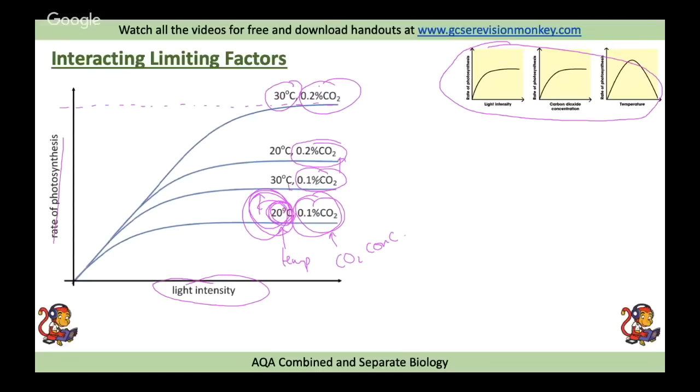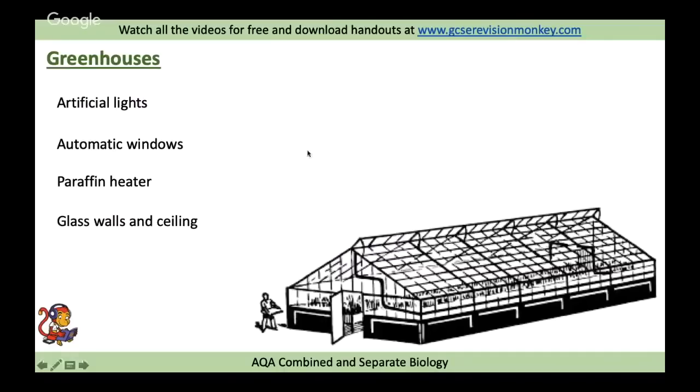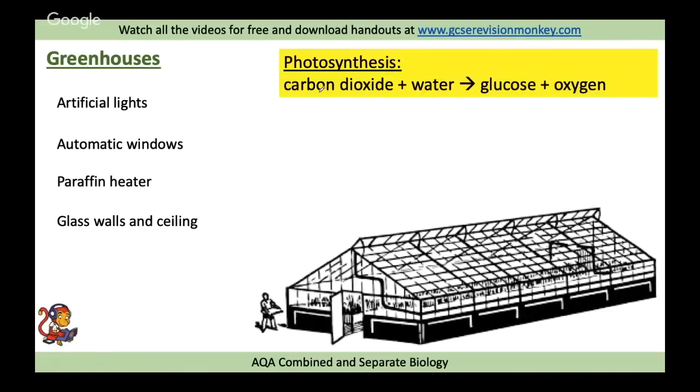So interpreting those kind of graphs is what you might have to do in higher tier. Greenhouses could be a 6 marker, linking into the light intensity kind of graphs. Obviously for greenhouses, you're going to want the most growth out of plants. And to get growth, let's think about how they could link it. Well, glucose, they could talk about using glucose and nitrates to make amino acids, to make proteins.